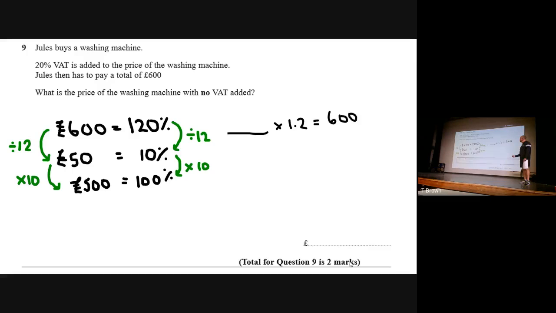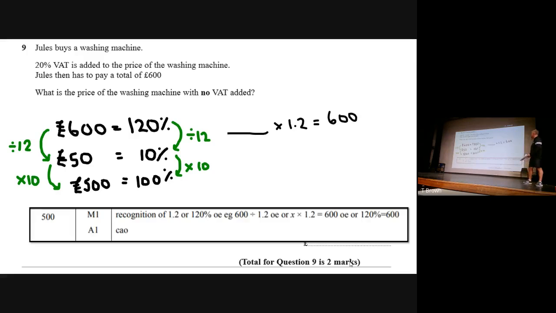Okay, so here's the mark scheme. If you've recognised 1.2 or 120%, you've got that first stage, you're going to get yourself a mark, and then if you've got the correct answer only, then you get the second mark.